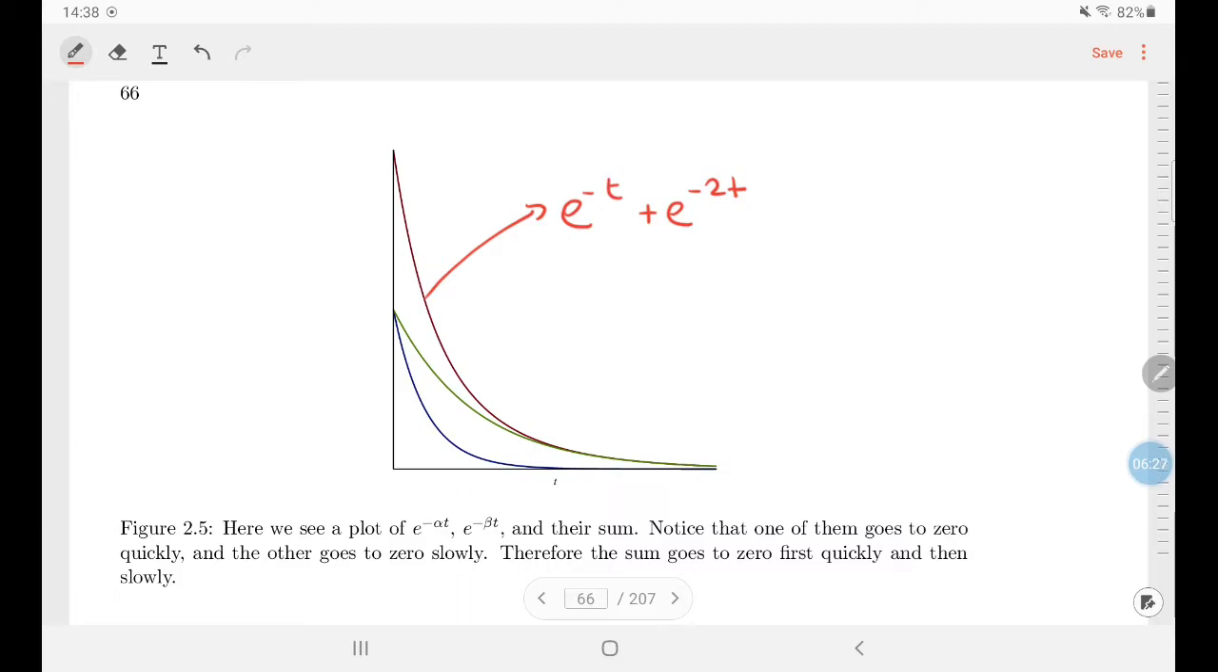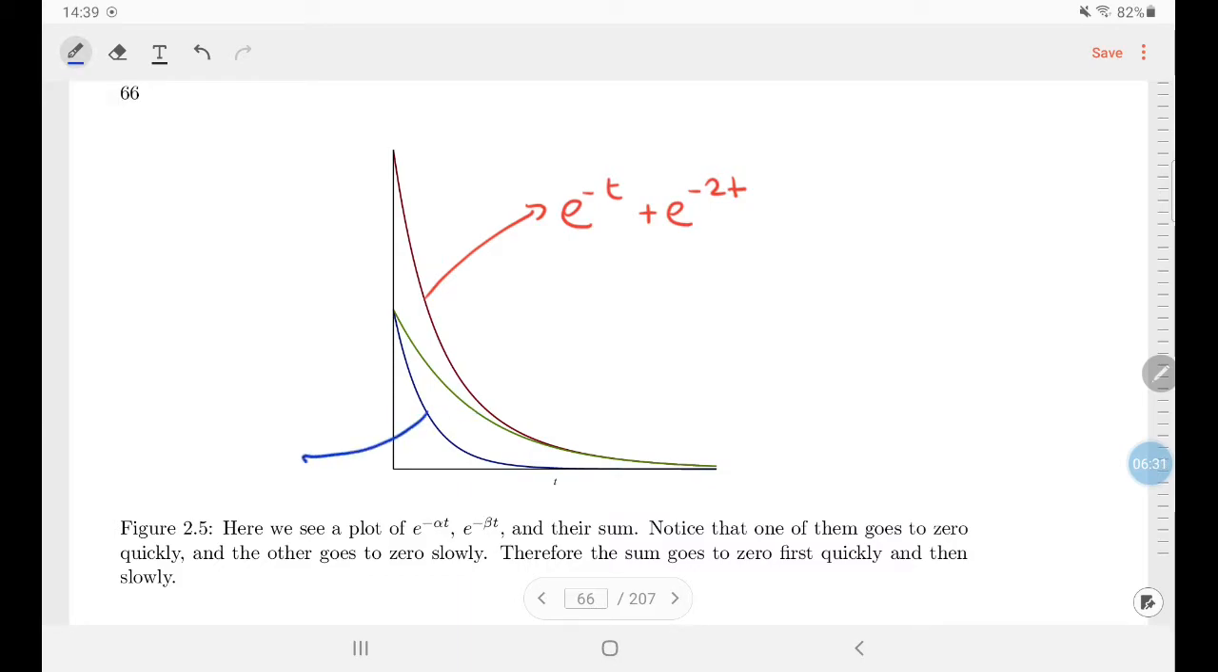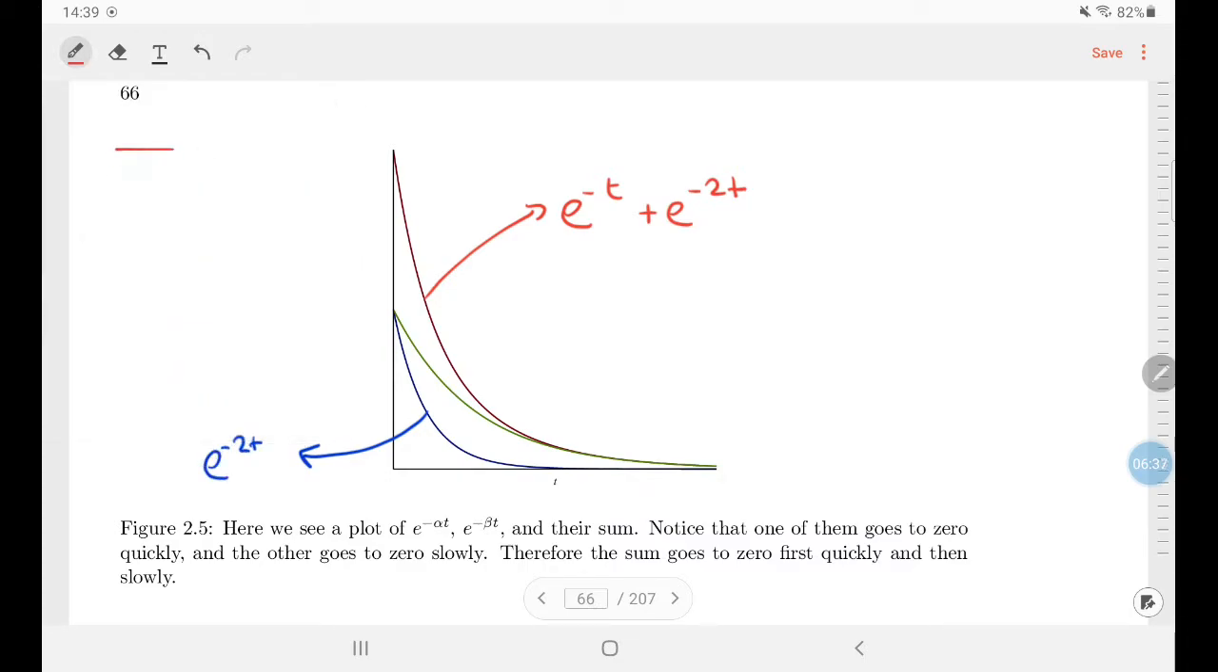Now, of these two terms, the e to the minus 2t goes to 0 faster. Why is that? Let's draw a little picture. Exponential functions, at t equals 0, they're equal to 1, and then they get bigger. So they go something like that. And if this is e to the t, well, e to the 2t grows even faster.